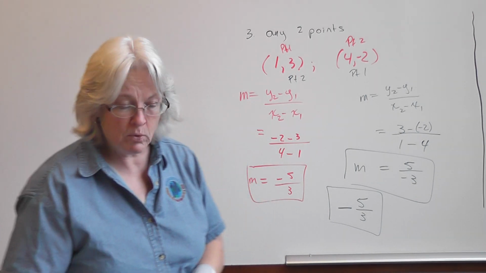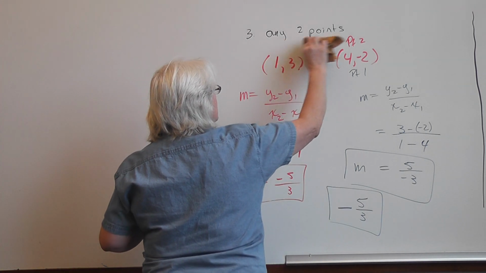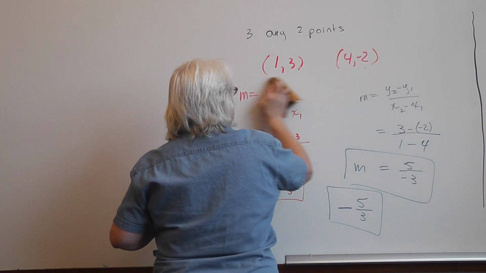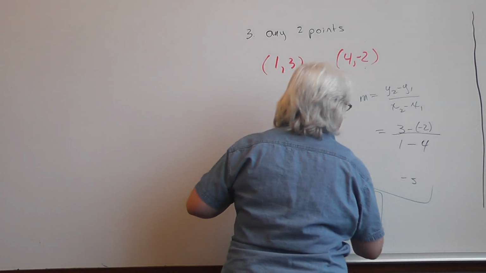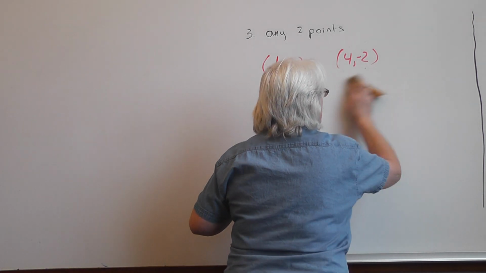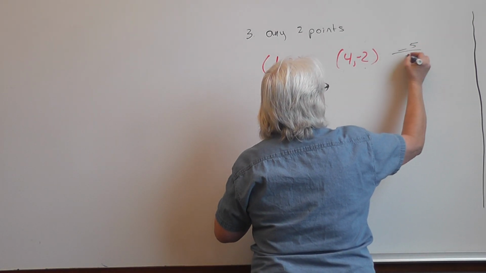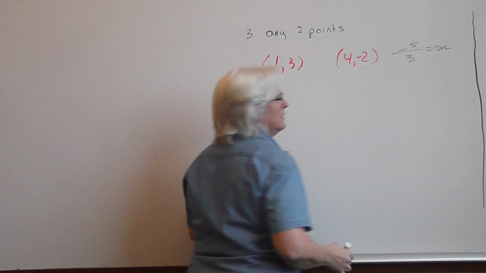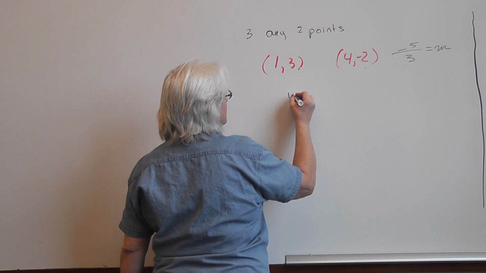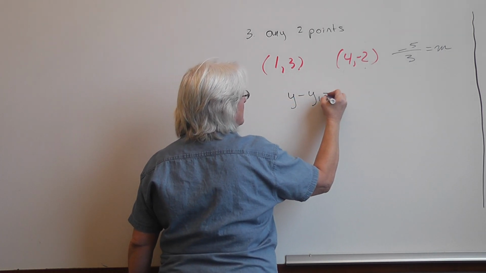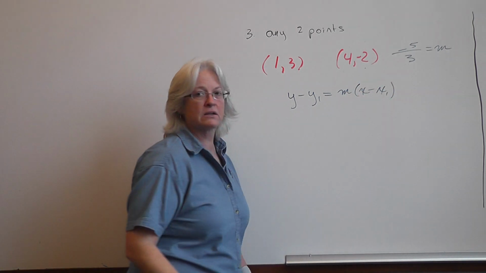Okay? So now what are we going to do? We've used the pieces of information that we have, the 2 points that we have, and we've calculated what our slope is. Our slope is a negative 5/3. Now what are we going to do? Think hard. Negative 5/3 is equal to m. Exactly. We're going to use the point slope form of a line. Y minus y sub 1 is equal to m times x minus x sub 1.